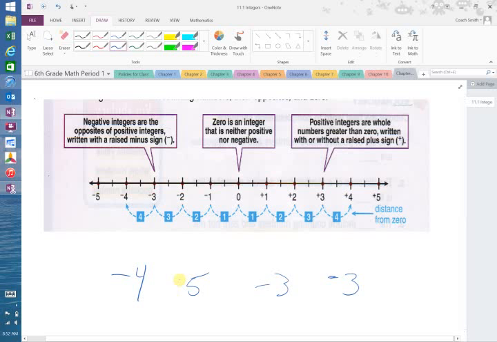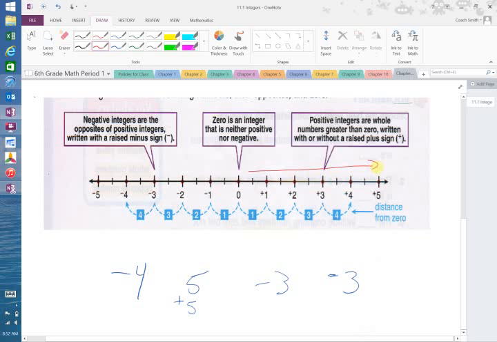Okay? You don't have to do this and put the little plus sign with it right there. You don't have to do that. Now, for right now, if that helps you understand what we're talking about, then yeah, you can do that. Okay? Then it says 0 is an integer that is neither positive nor negative. We talked about that. Positive integers are whole numbers greater than 0, written with or without a raised plus sign. Okay, we talked about that. So, as we look at this then, to this side is the positives.